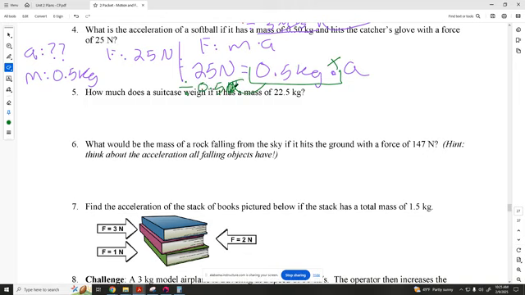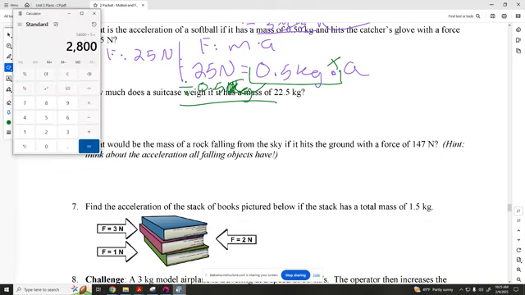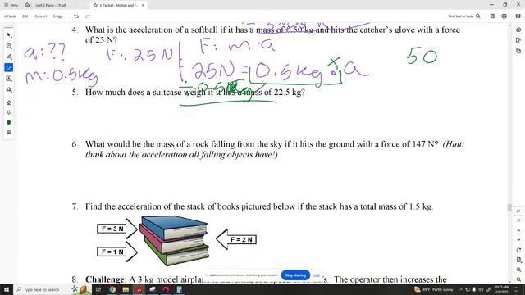So 25 divided by 0.5 is 50. Remember, a newton is a kilogram times meters per second squared. So kilogram will cancel with kilogram. I'm left with meters per second squared, which is what I wanted because this is acceleration.